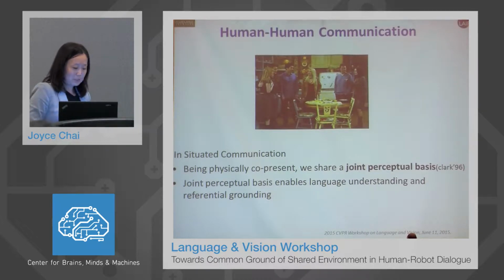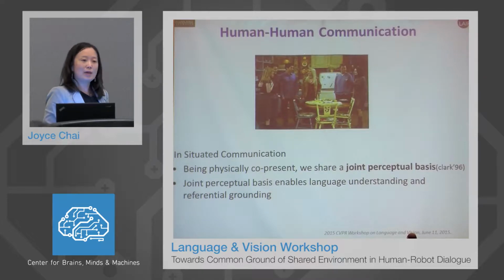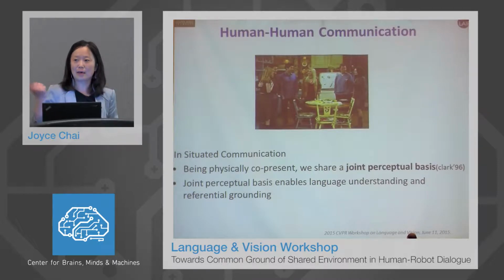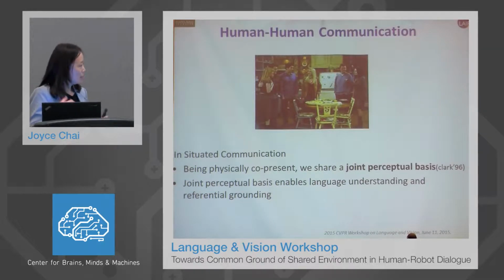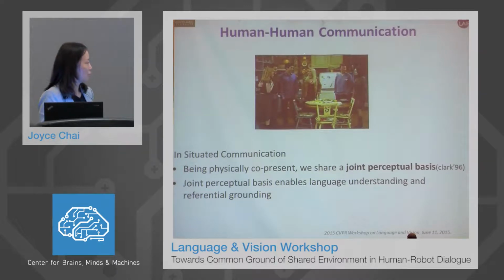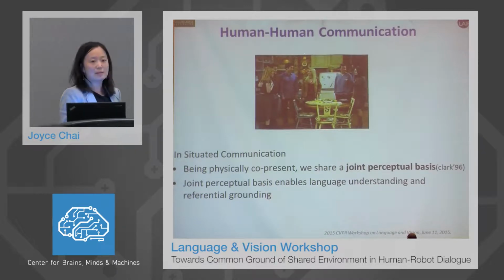Thank you. So being physically co-present, we have perceptual access to the same part of the physical world. For example, we're all here, and I'm talking about this projector, and I believe you all see this projector as I do. And if there's a loud noise in the hallway, I believe you're going to hear that loud noise as I do. Because of this joint perceptual basis, I could use referring expressions like this projector, that noise. So I expect you have no problem understanding me. This joint perceptual basis enables language understanding and referential grounding.